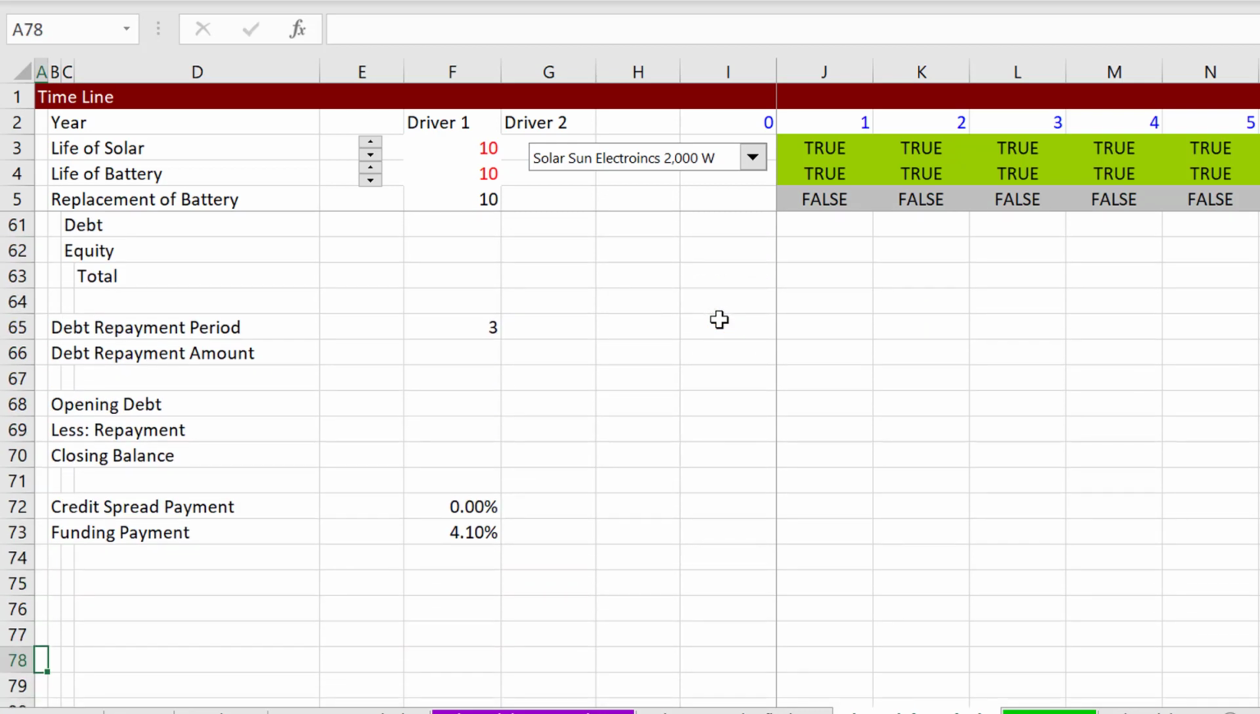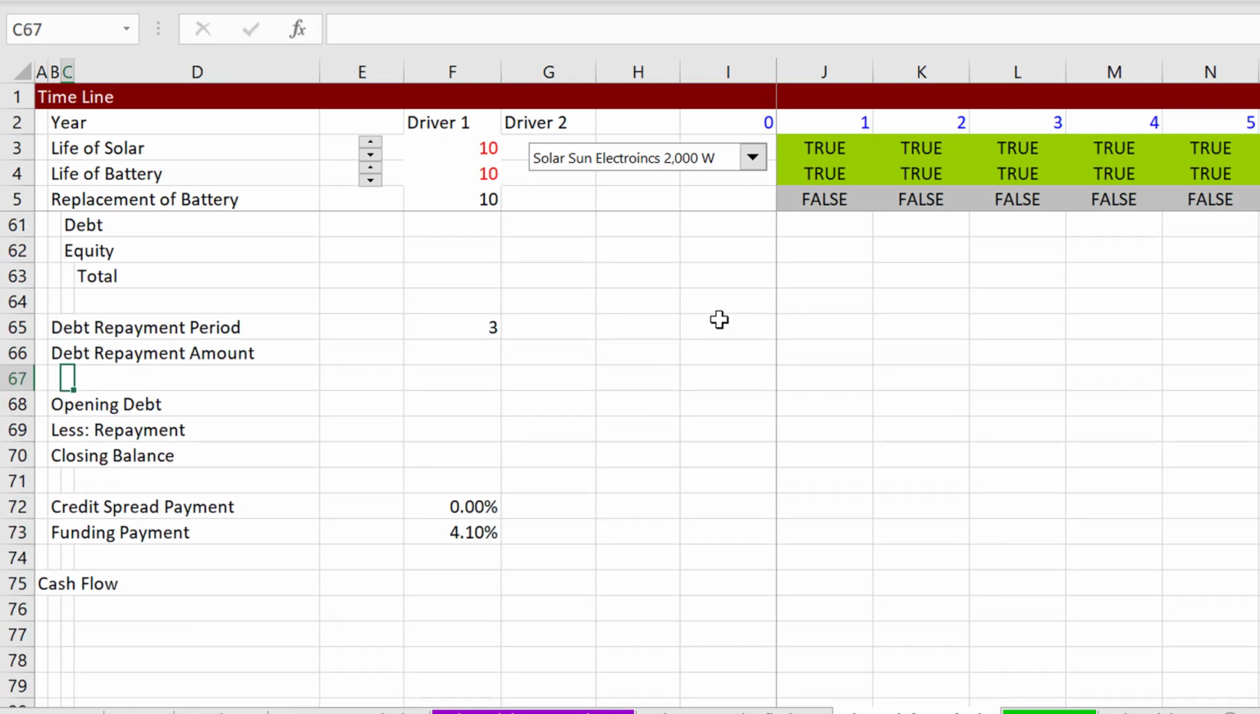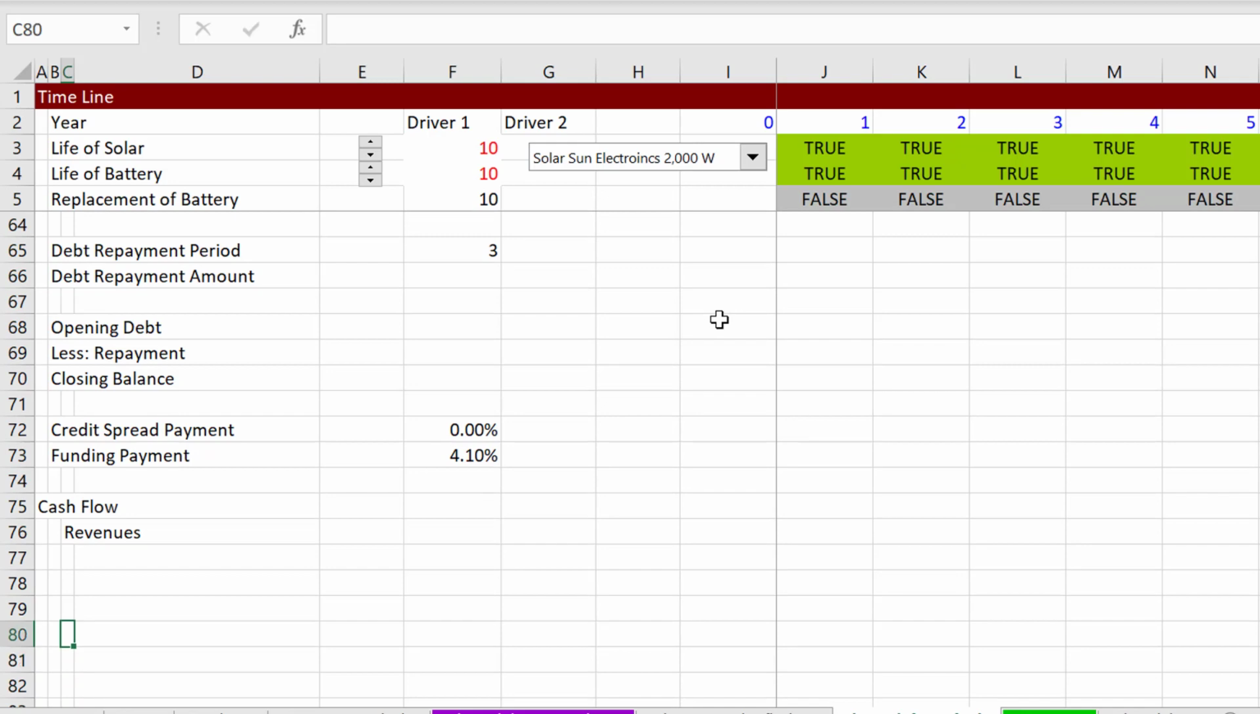We can go down here and put a little cash flow. And we start with what we have up here, which is our revenues, and I'm going to assume we have no operating expenses. If somebody has to go clean their own panel, I'm not going to call that part of our thing. This is really a lease payment. And then we can put less the funding payment.